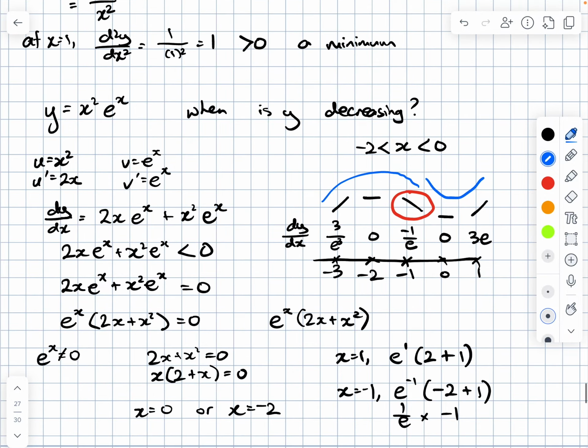So this number line method helps you find out when a function is increasing or decreasing a lot easier than doing any other algebraic method. Next question.